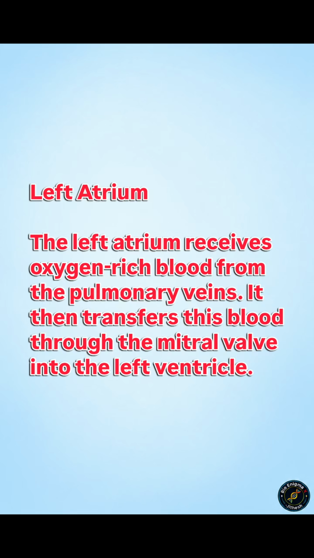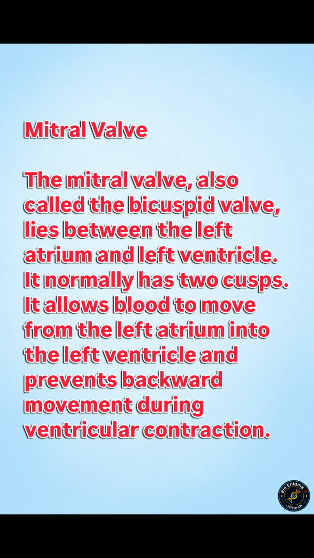Left atrium. The left atrium receives oxygen-rich blood from the pulmonary veins. It then transfers this blood through the mitral valve into the left ventricle. Mitral valve. The mitral valve, also called the bicuspid valve, lies between the left atrium and left ventricle. It normally has 2 cusps. It allows blood to move from the left atrium into the left ventricle and prevents backward movement during ventricular contraction.